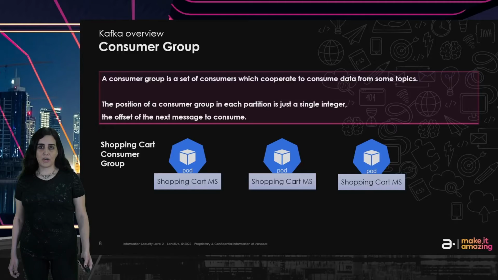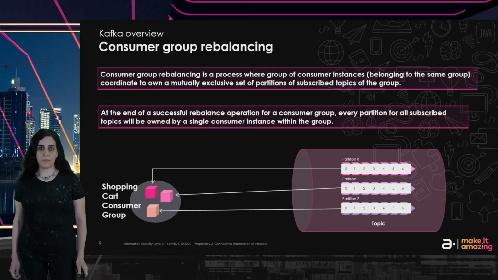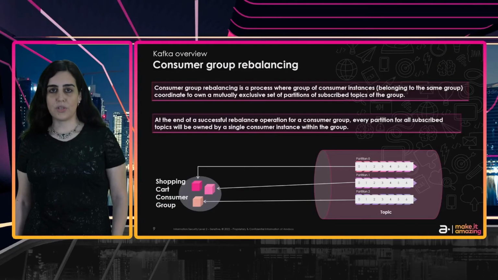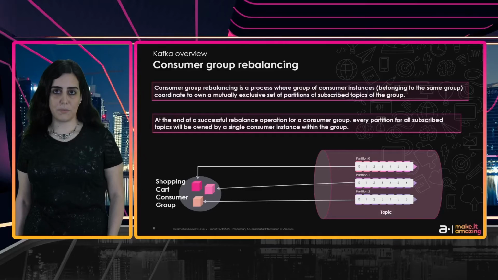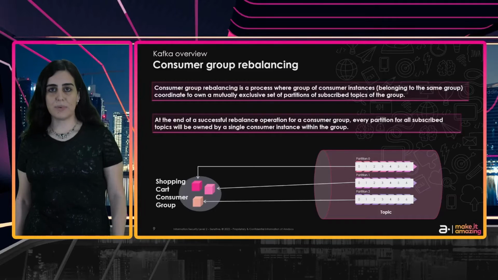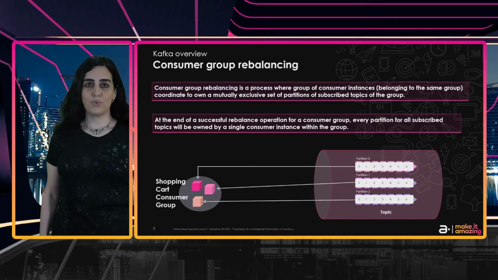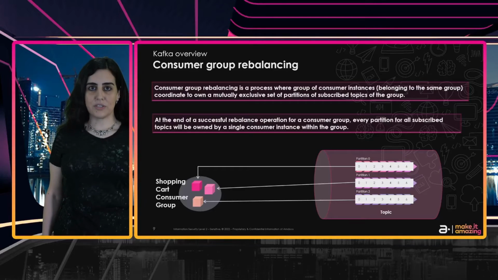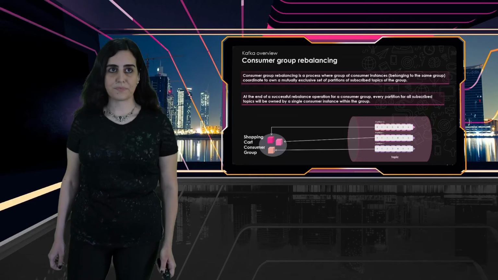Let's take, for example, our shopping cart microservice, which we deploy in Kubernetes. In this scenario, we have 3 instances of the shopping cart microservice, and each one of them is a member in the shopping cart group. Consumer group rebalancing is the process where all the partitions are split between the members in the group. In this example, we have 3 members in our group and one topic with 3 partitions, so each member is assigned a single partition under this topic.